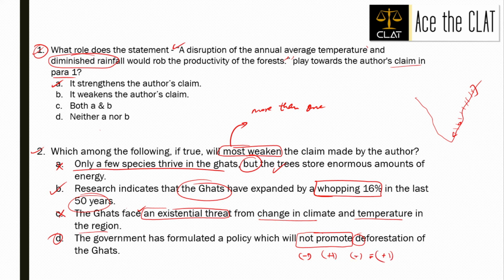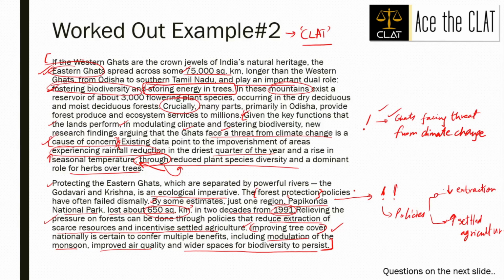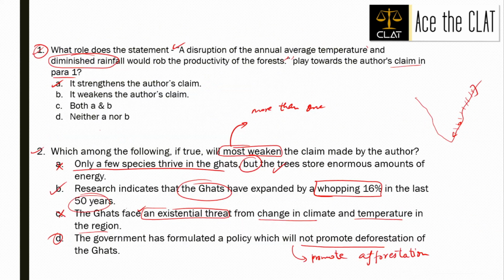This is how words also work, guys. And the option says that the government has formulated a policy which will not promote deforestation of the ghats. It means that it will promote afforestation of the ghats, which is also in line with the passage, because in the last paragraph the author has given suggestions, right? So this is in fact strengthening the argument, which means that it is not the correct option, right?